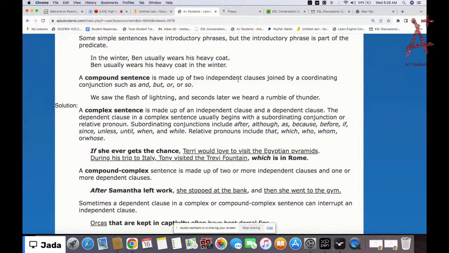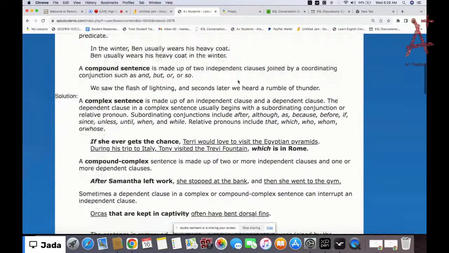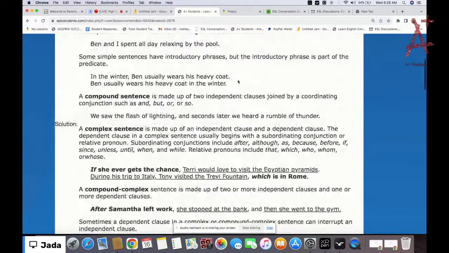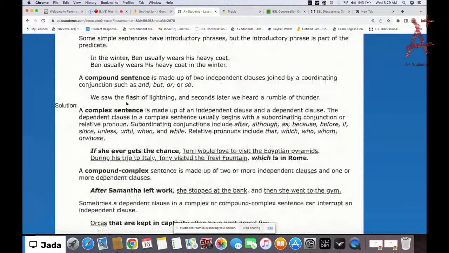So that's it about the compound sentence and then the simple sentence. So moving on to the complex sentence. A complex sentence is made up of an independent clause and a dependent clause. So that's the difference. The complex sentence is made up of the independent and dependent, but the compound is made up of two independents.